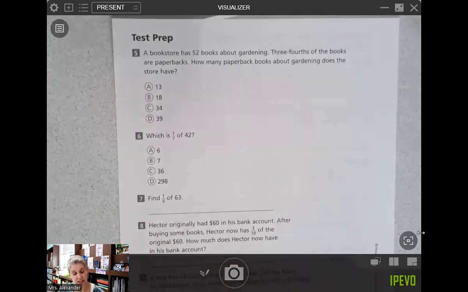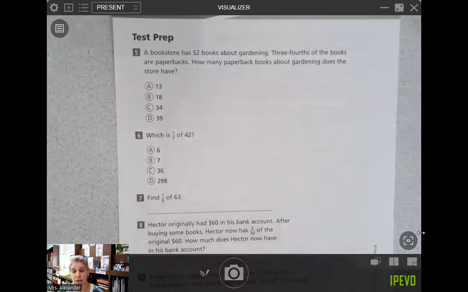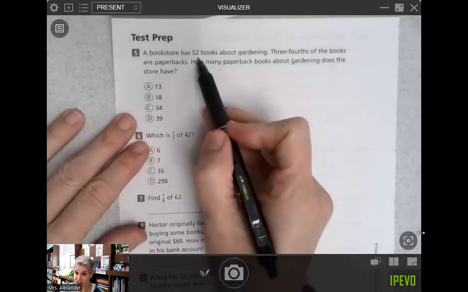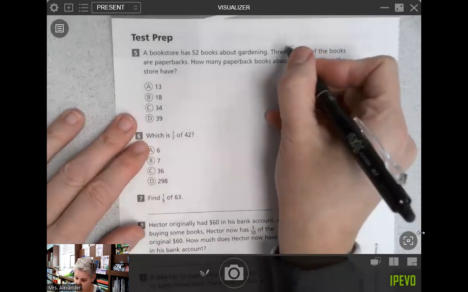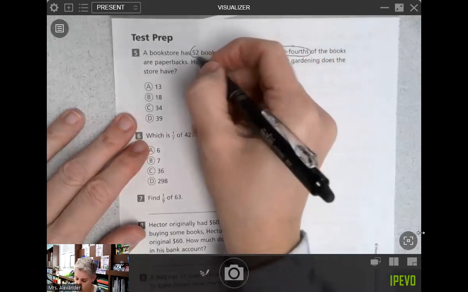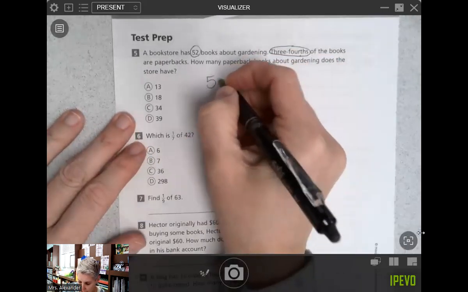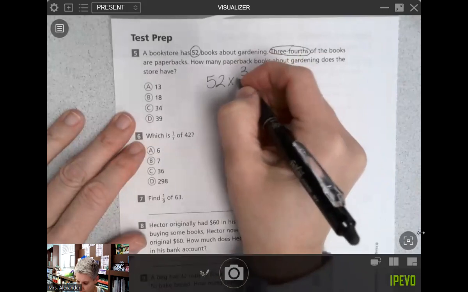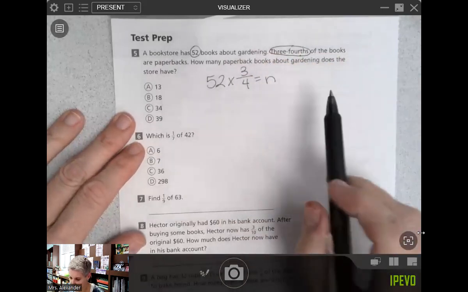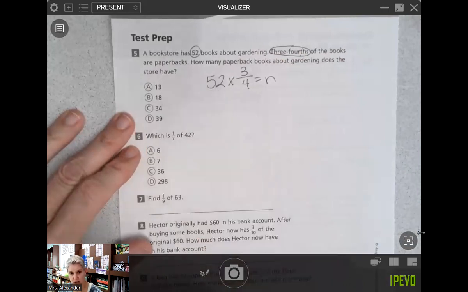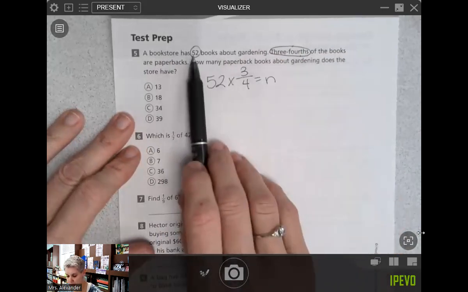A bookstore has 52 books about gardening. 3/4 of the books are paperbacks. How many paperback books about gardening does the store have? Again, 52 is a lot to draw out, especially since I'm saying that they're in groups of 4, because 3/4, that's my denominator. If I write it out as an equation, I should have put B for books. 52, we have 3/4 of those 52. So because it's multiplying, I can write it in any order, but 3/4 of the books.